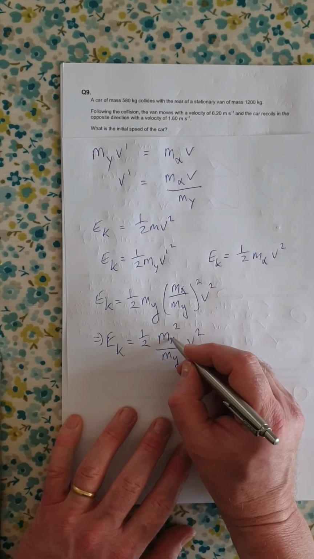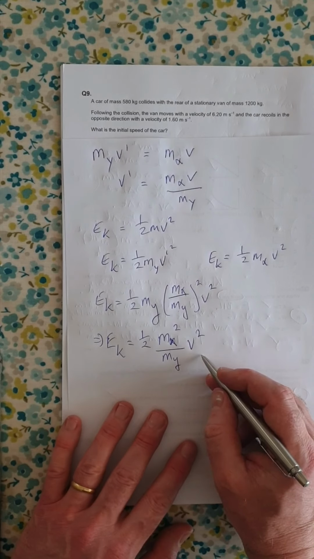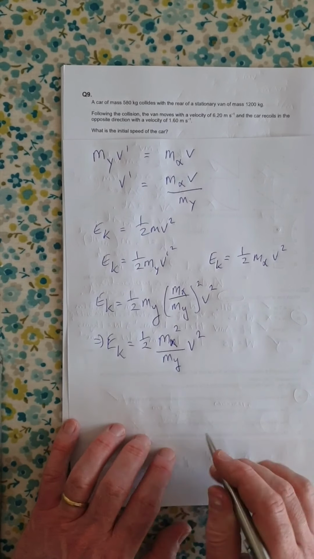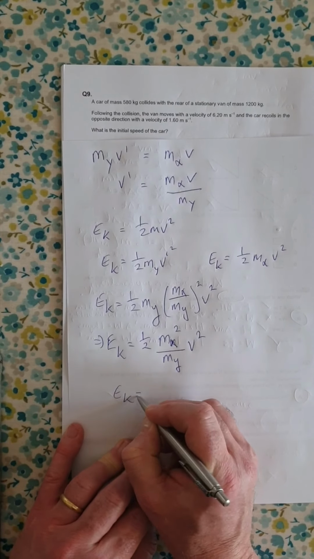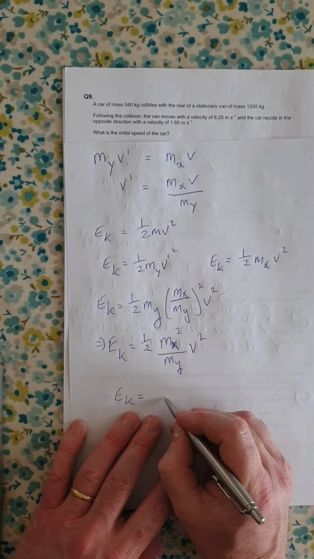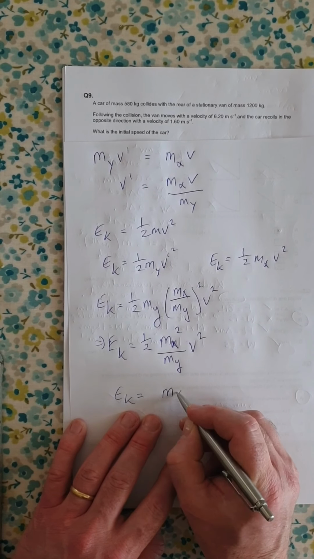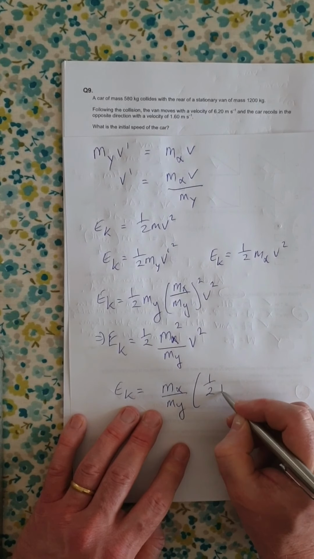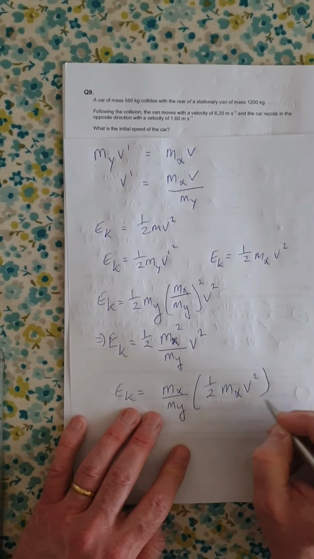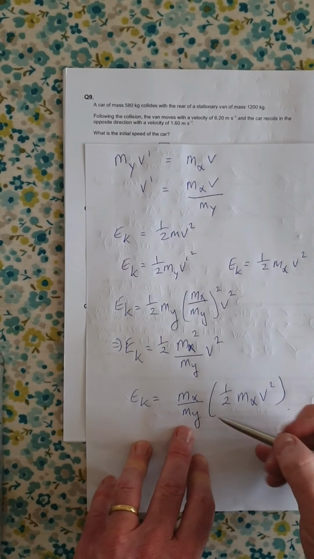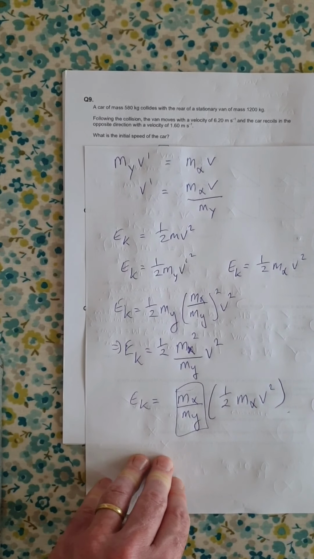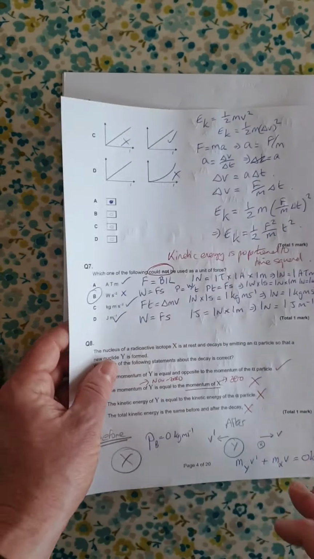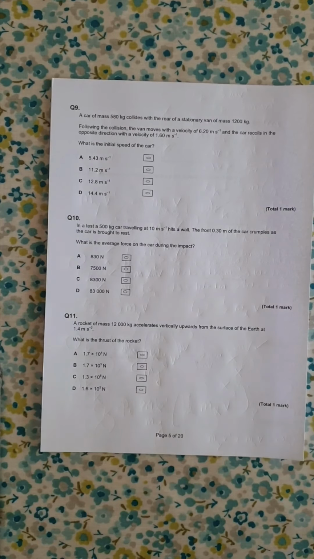So clearly this is not equal to this. This is equal to the mass of the alpha particle divided by the mass times a half. So its kinetic energy is different by the ratio of the masses. So definitely C is incorrect.